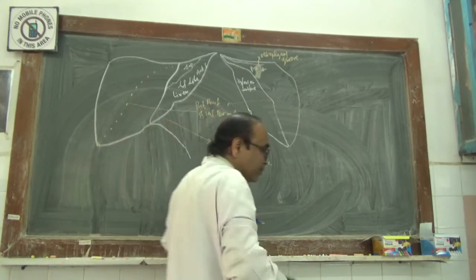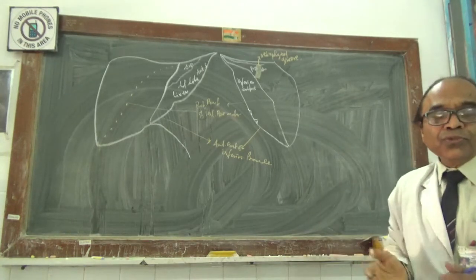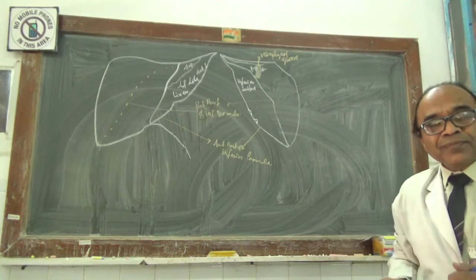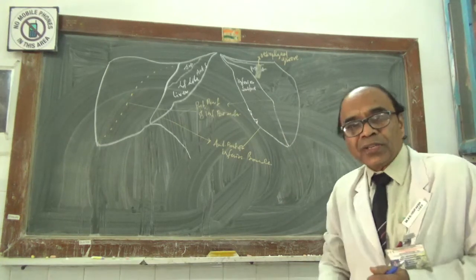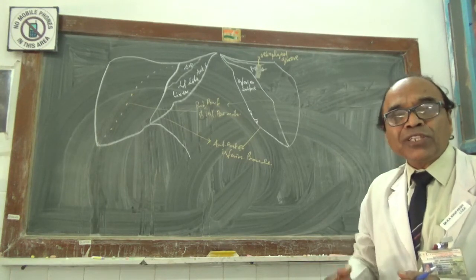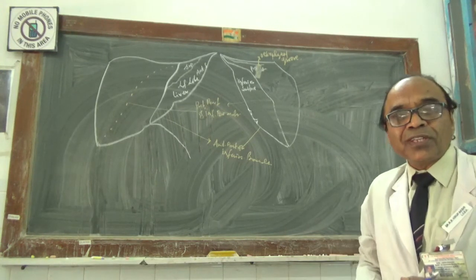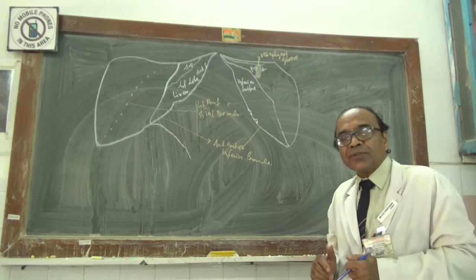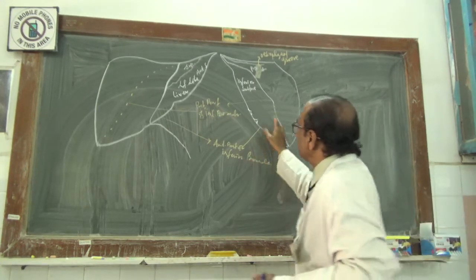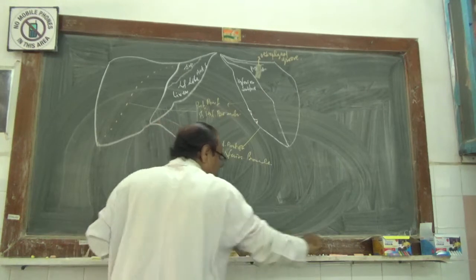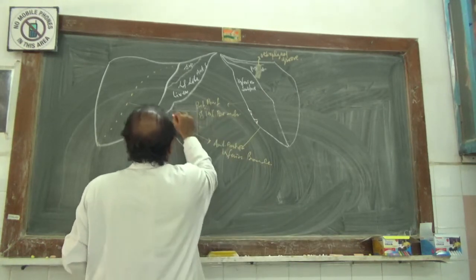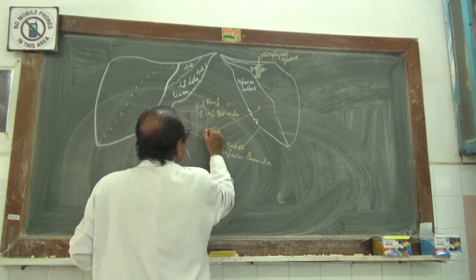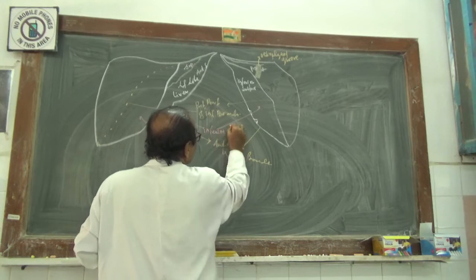Now this surface is completely not smooth, but it is glistening and shiny, and it has the indentations or the impressions made by the other organs in the abdominal cavity. So thereby, this is what you can see here, this inferior surface.